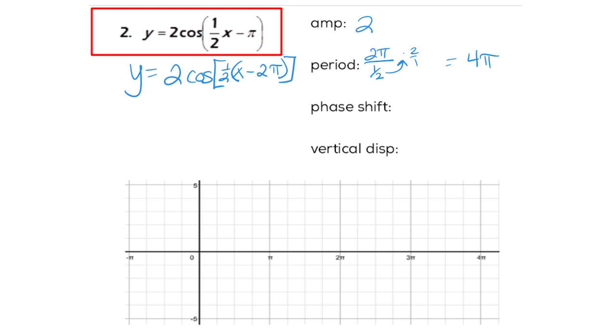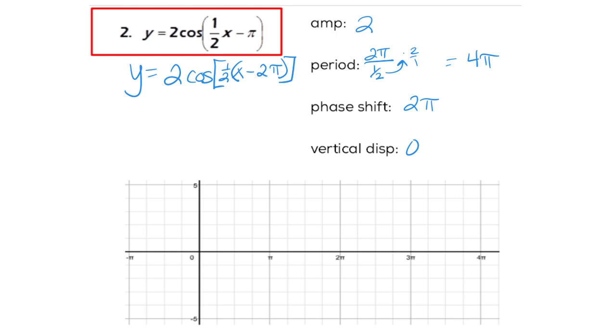I also have a phase shift of 2 pi. Notice that I'm using the number after the b is factored out. And it is a minus sign, so that's going to shift to the right. So all I do here is I just make sure this is positive. If I wanted to move to the left, then I would make my phase shift negative. There is no vertical displacement on this one.